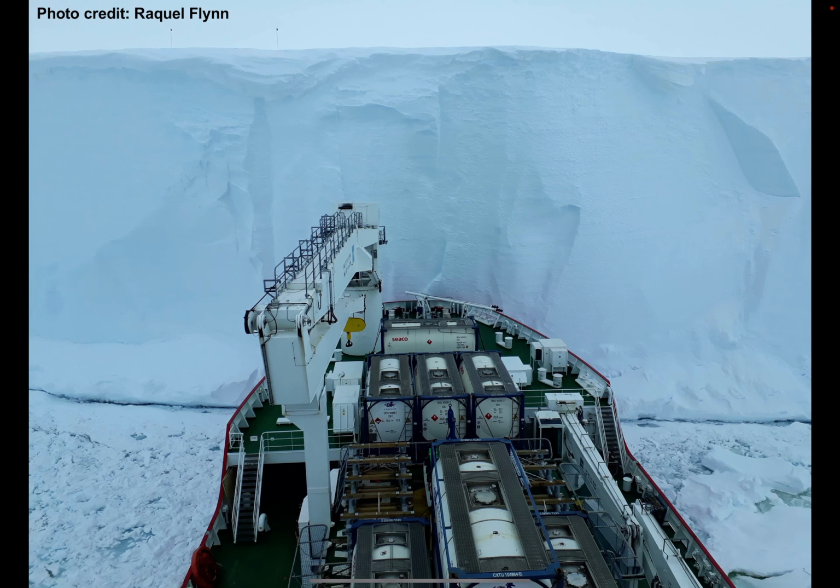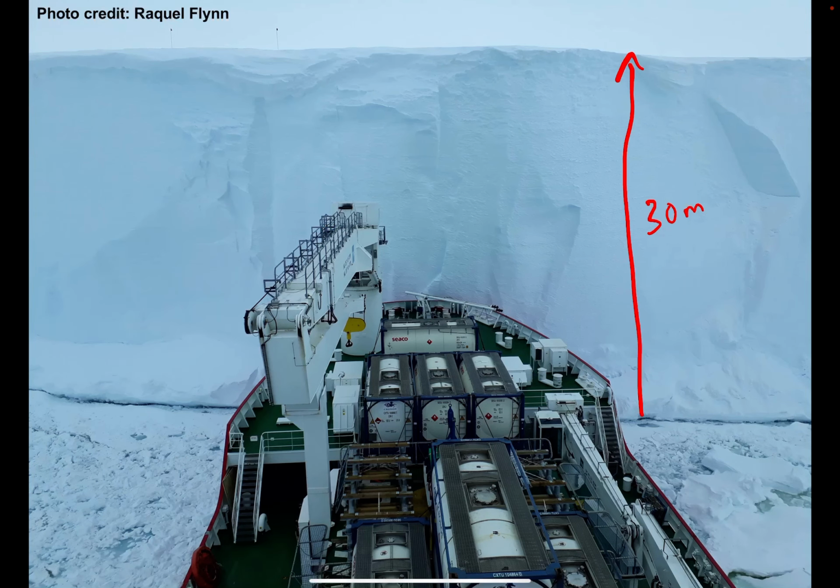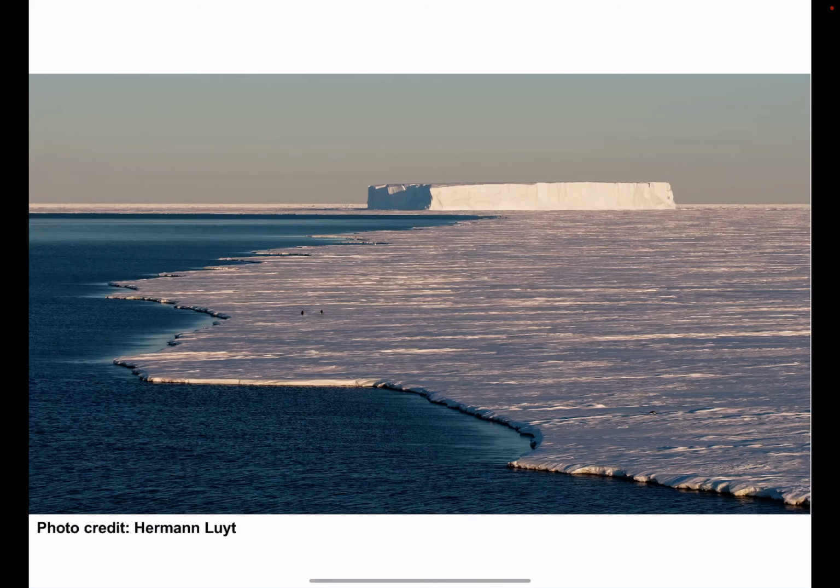To get supplies and things to the base, the ship moors against what is called the Fimbul Ice Shelf. I showed you the Fimbul Ice Shelf on the map previously. This ice shelf is about 30 meters high, and it's nowhere near the base. The base is about 160 miles, I think, inland. So the ship has to crane everything off onto the ice shelf, and it has to be carried overland to the base, with some things carried by helicopters.